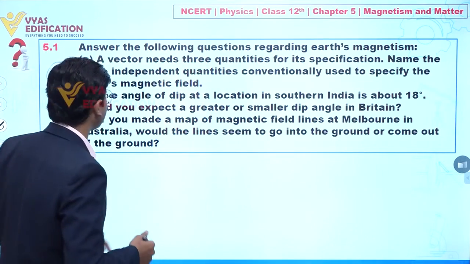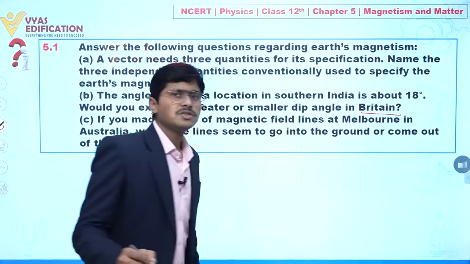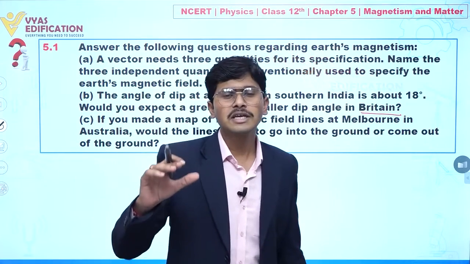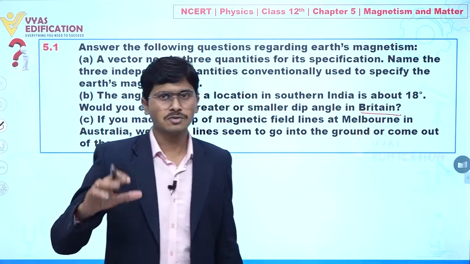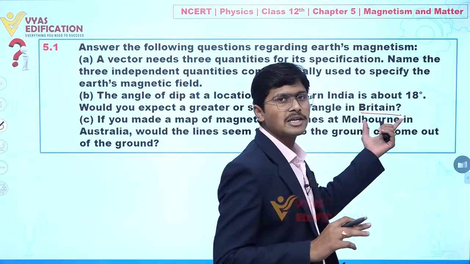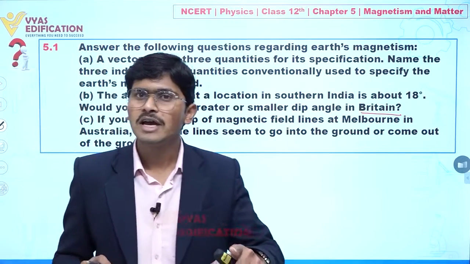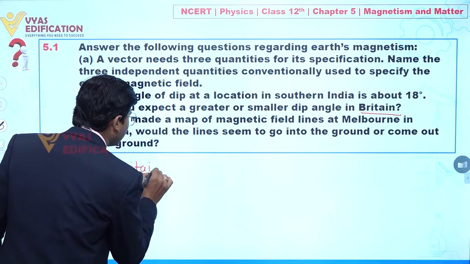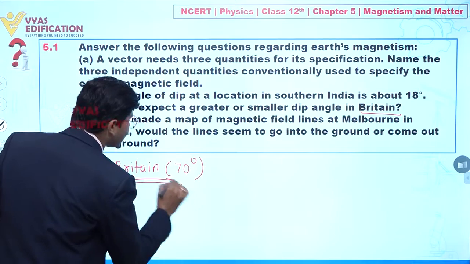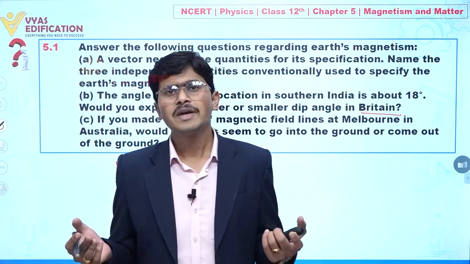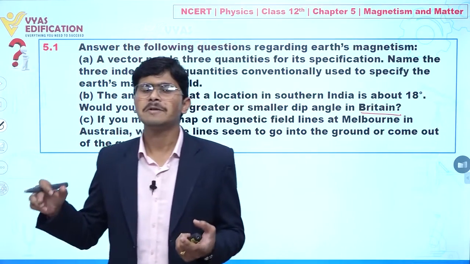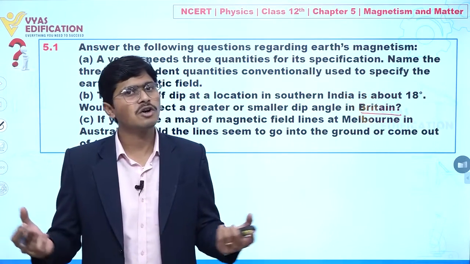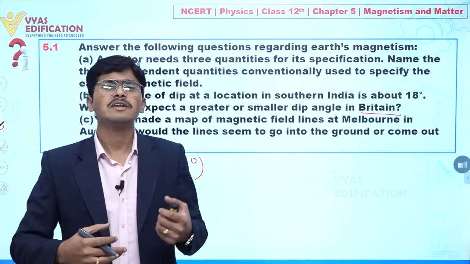But if we are talking about Britain, Britain is situated near about magnetic north. And if we are talking about magnetic north, definitely we can say the angle of dip will be more as compared to India. It is generally seen that for Britain the angle of dip is near about 70 degree. Now you can ask, sir, how do you know? Actually, let's suppose we have a dip needle and we move it to different locations of the world. So we actually observe different dip angles.